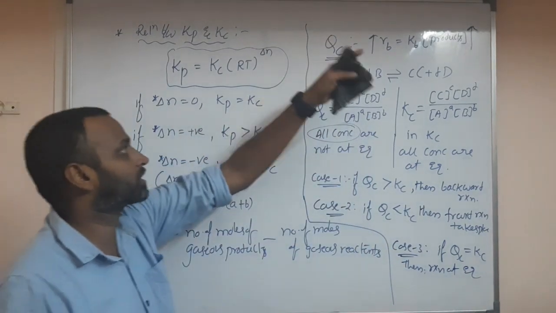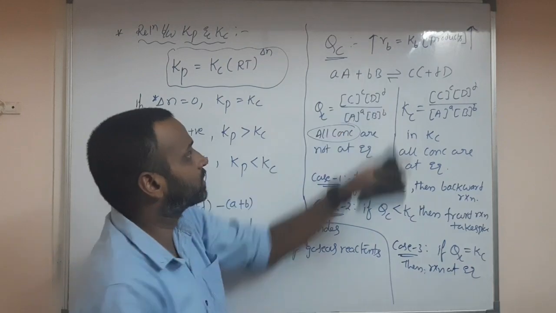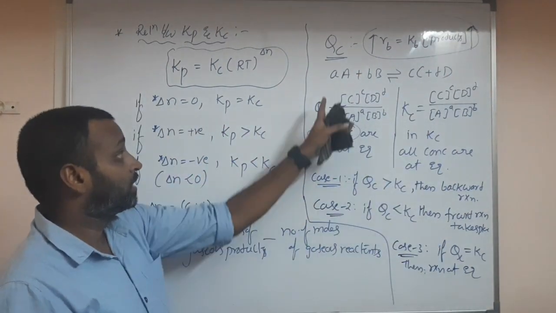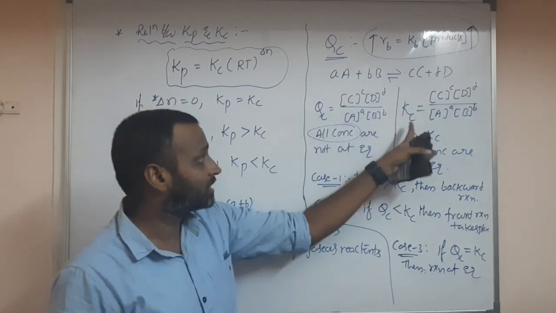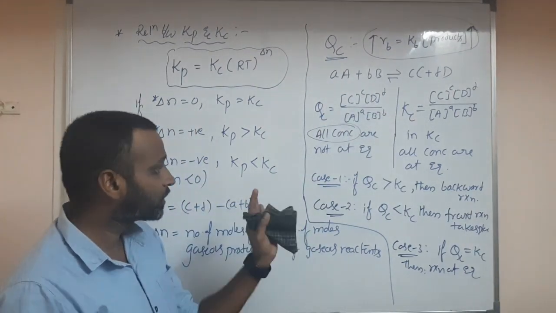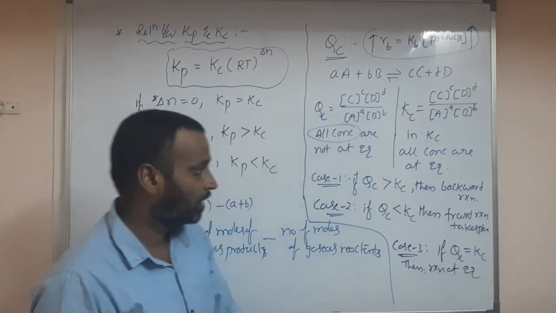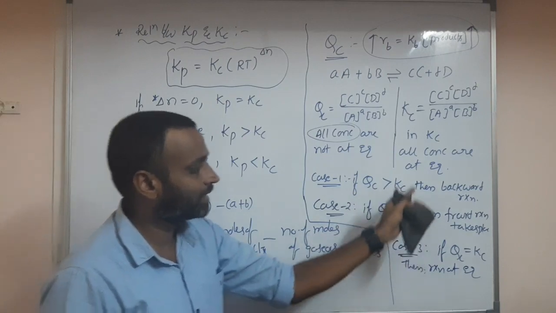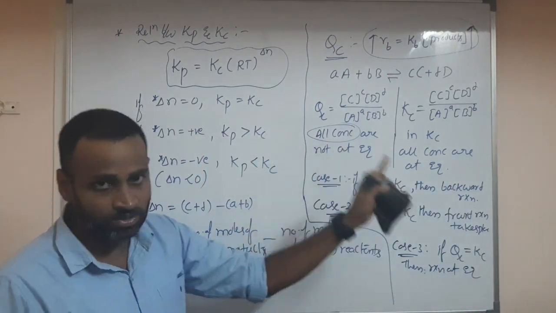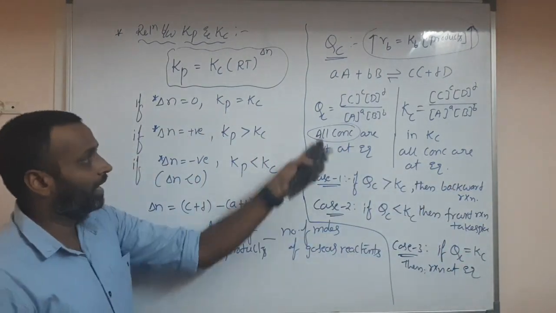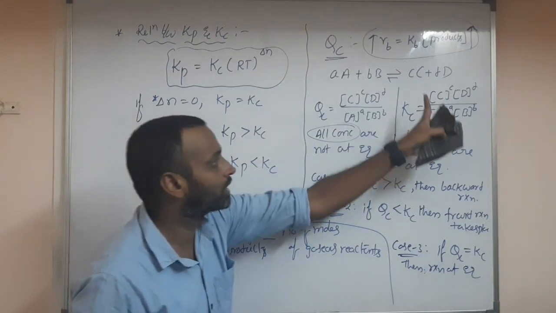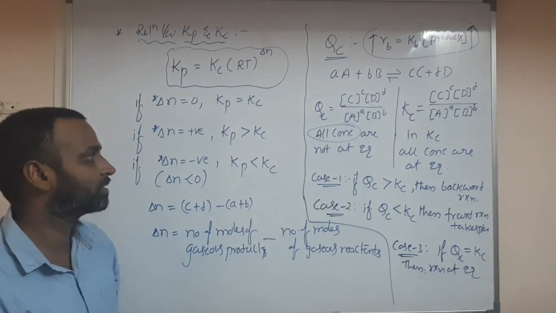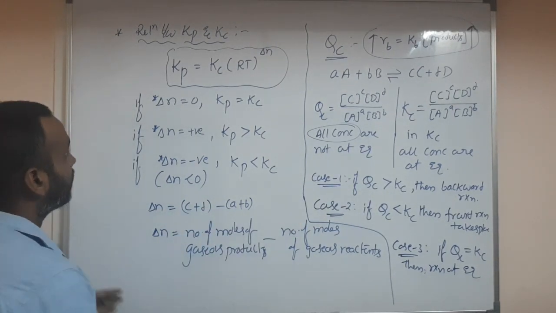So this is about the reaction quotient. So QC you have and KC you have there. QC greater than KC, what happened? QC less than KC means what happened? If QC is equal to KC, what happened? I told you. When you call it QC, when you call it KC, in QC all concentrations are not at equilibrium. So important, please have a look.